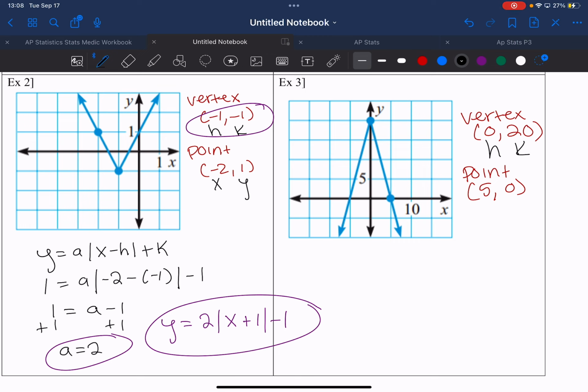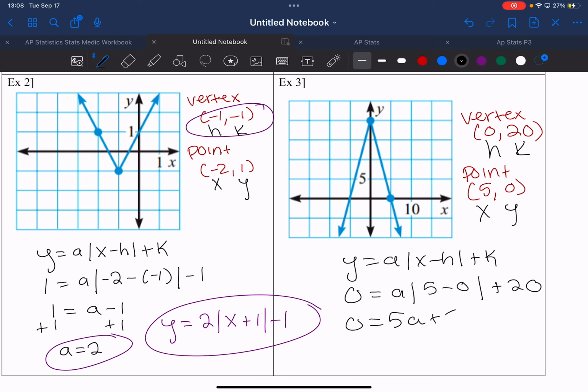So this is my (h, k) and my (x, y). I have y is equal to a, absolute value of x minus h, plus k. y is 0, x is 5, h is 0, and k is 20. Simplifying my absolute value, I have 5 minus 0, which is 5. Absolute value of 5 is still 5. So 0 is equal to 5a plus 20. Subtract 20 from both sides, and I get -20 is equal to 5a. Divide both sides by 5, and I get a is equal to -4.